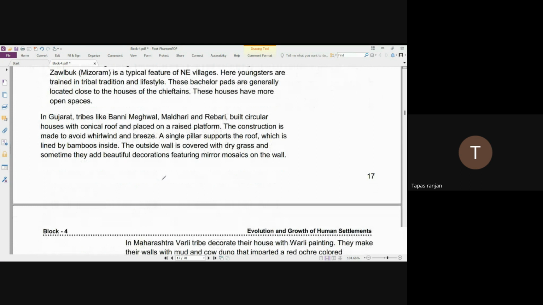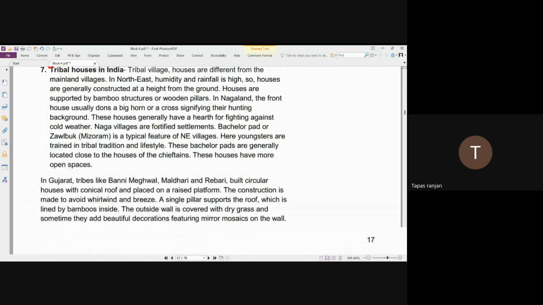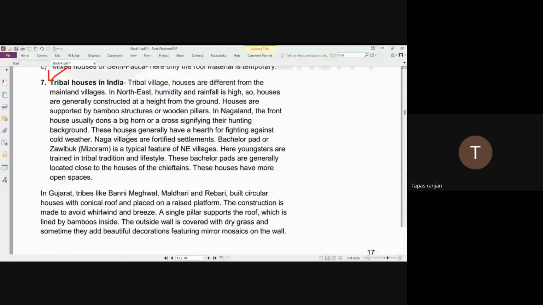Different places will have their tribal houses and tribal settlements, and they may vary to some extent, but if you generalize the fact, those tribal settlements were mostly dependent on the natural resources which were available.